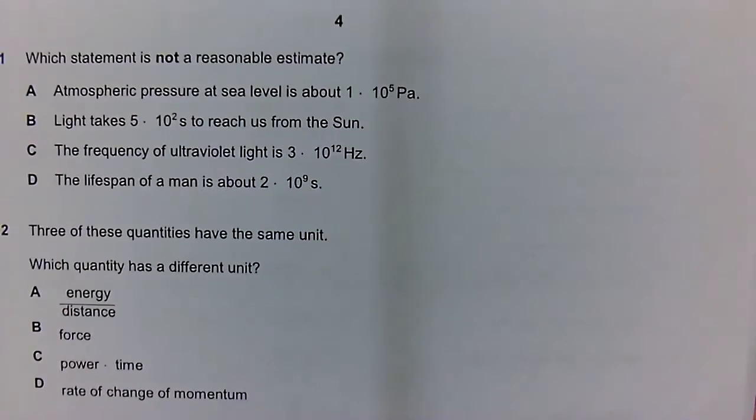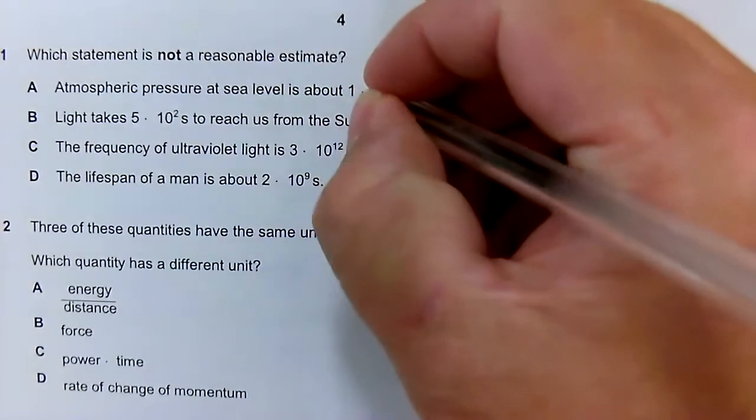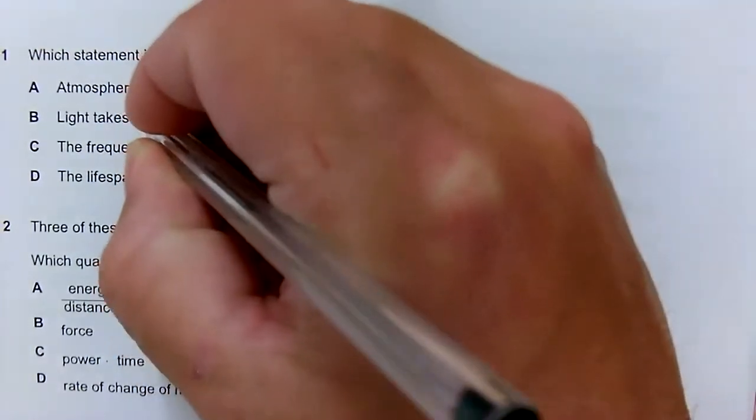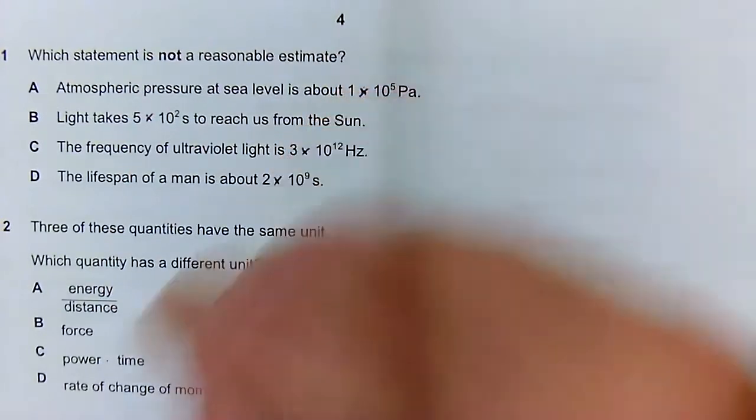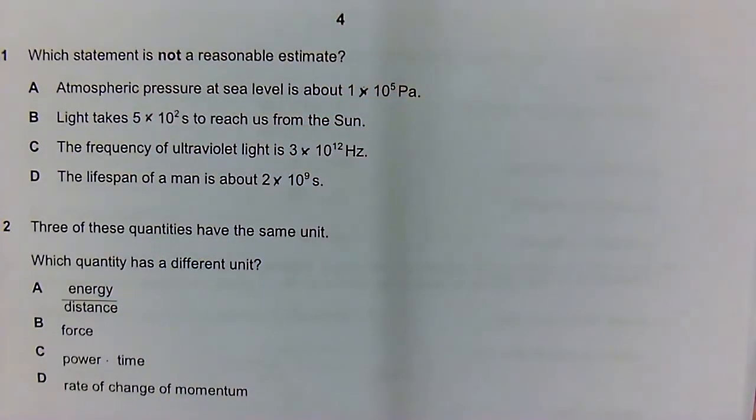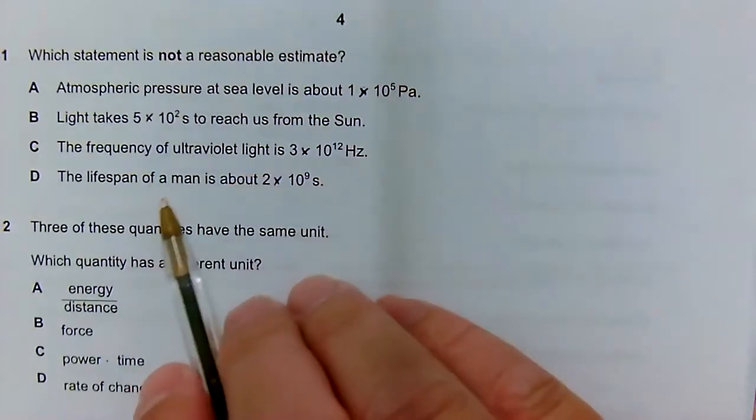Now, question number 1 is all about estimates. They put a dot here. I think this was a printing error caused by the system I used to download and edit it. And I do apologise for it not being quite right, but that should be times. So you're looking for one that's not a reasonable estimate.